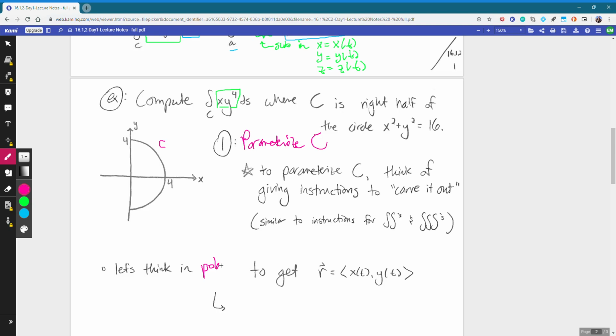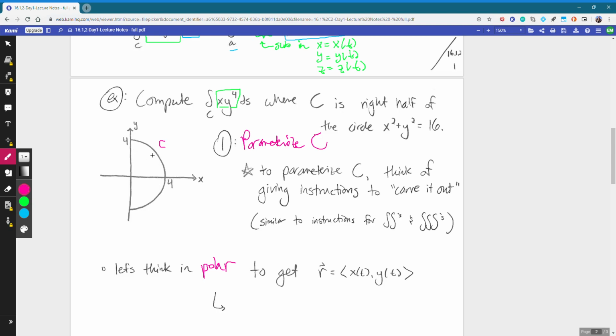We want to think in terms of polar to start, to get our parameterization. If this was a double integral, and we were integrating over the full right-hand side of this circle, thinking in terms of polar, we'd say, for each angle, we'd let r start at 0 at the origin and then move out to r equals 4. And the thetas we'd use are from -pi/2 up to pi/2.